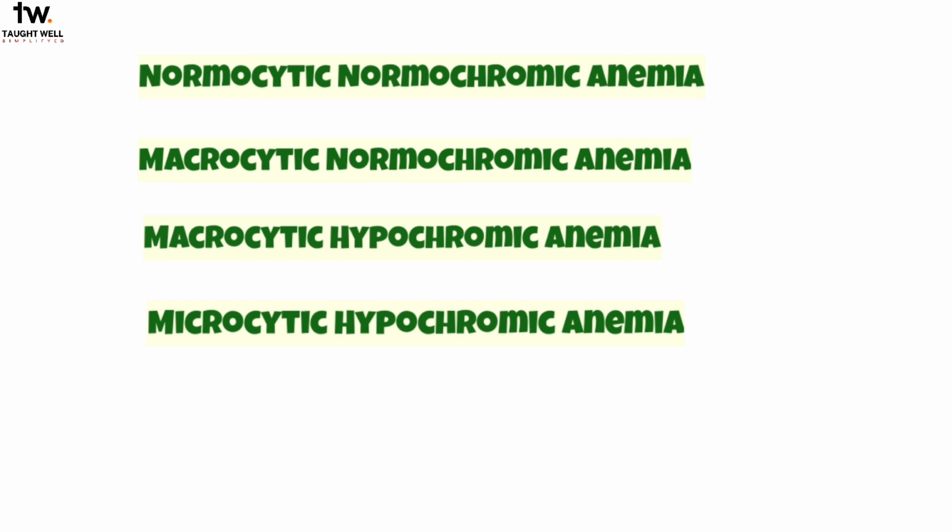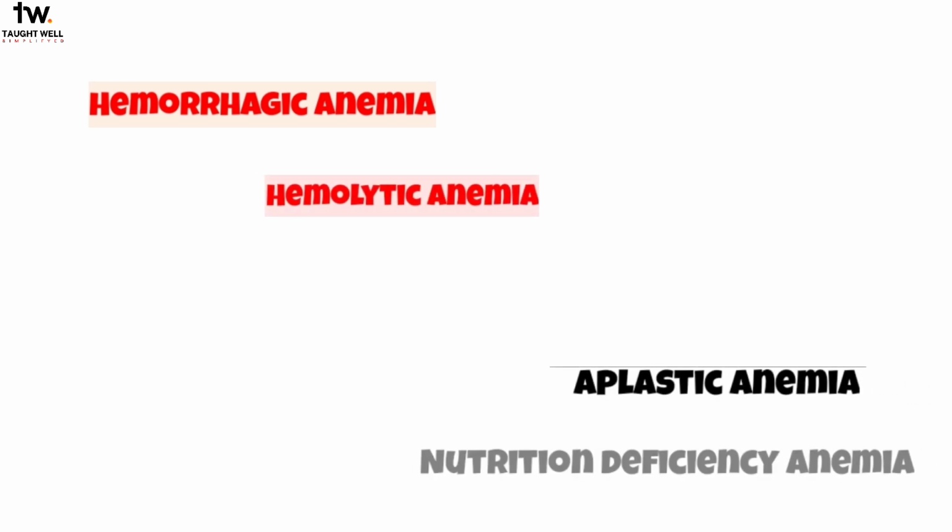On the basis of etiology, that is cause or origin, anemia is divided into 5 types. The first one is hemorrhagic anemia, also known as blood loss anemia. The second type is hemolytic anemia. Next we have aplastic anemia. Then we have nutrition deficiency anemia.